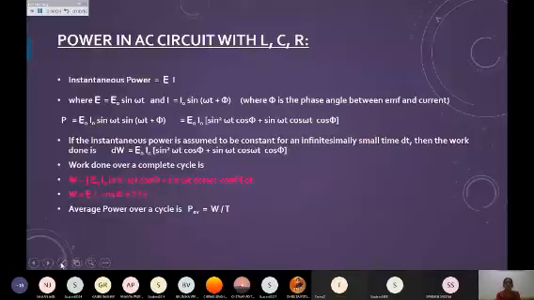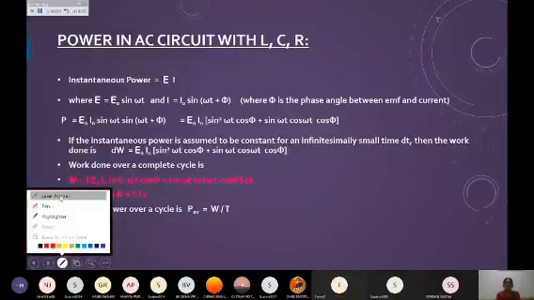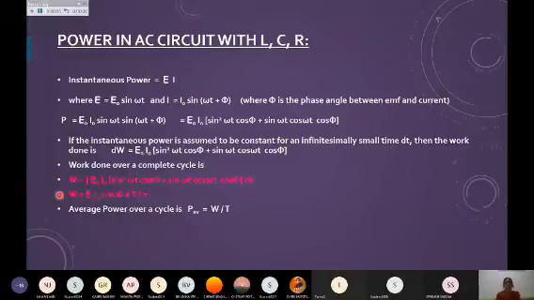We are doing this in continuation. This is AC, alternating current. In the previous lecture we discussed the LCR series circuit and calculated the impedance. Today we have to talk about the power in an AC circuit, of course with the LCR series circuit. So from your previous knowledge, you can take the help.